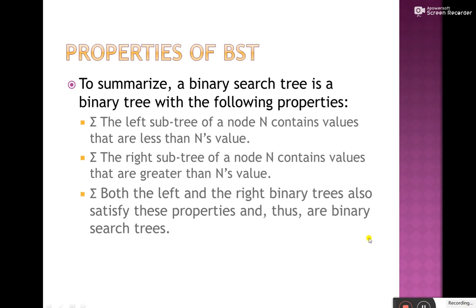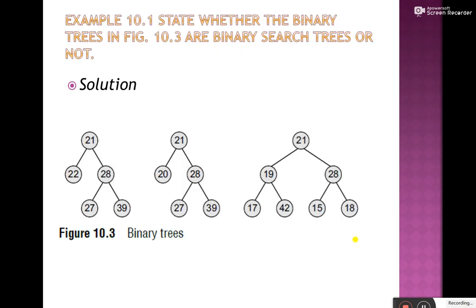Okay. Now let us move on to the properties of binary search tree. To summarize, a binary search tree is a binary tree with the following properties. First, the left subtree of a node n contains values that are less than n's value. N's value means root value. And the right subtree of a node n contains values that are greater than n's value. Means the right subtree will contain nodes that all have values greater than the root node. Similarly, in the left subtree, all the nodes will have values less than the root node. And both the left and right subtrees also satisfy this property and thus are binary search trees.